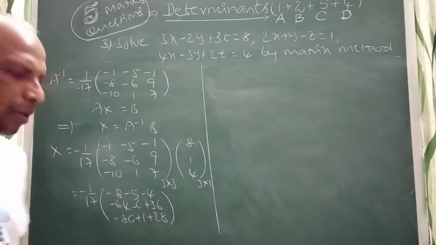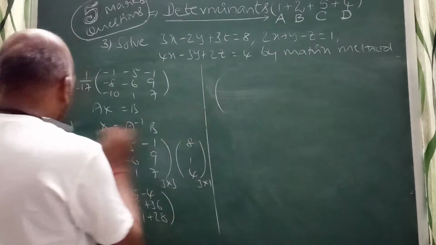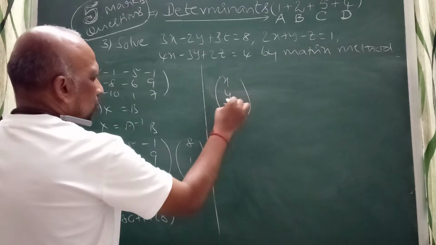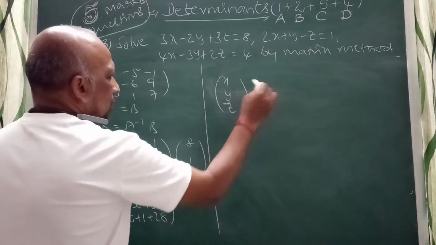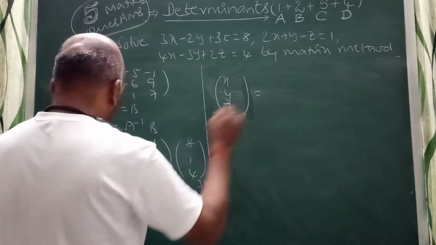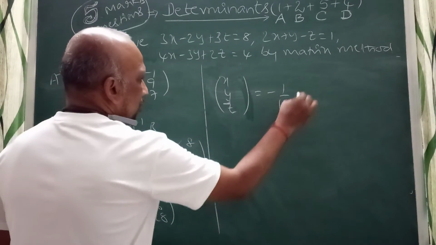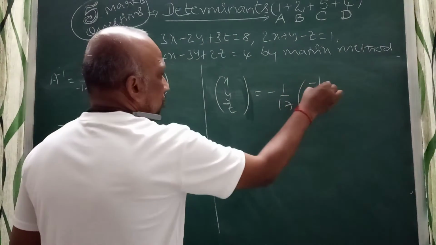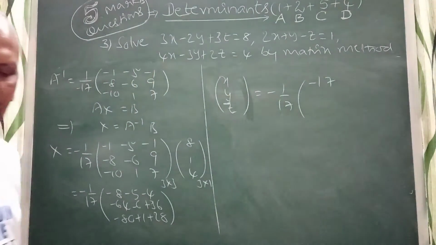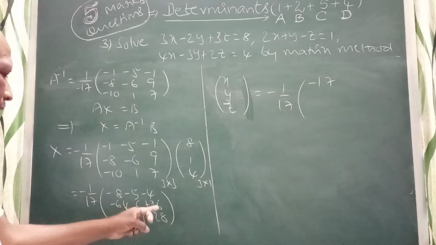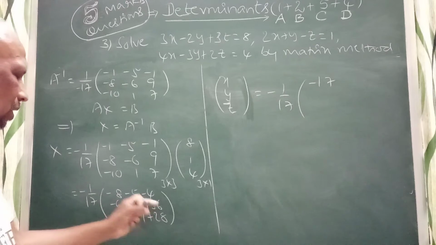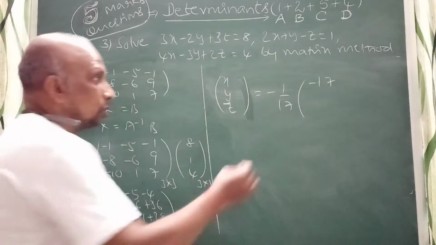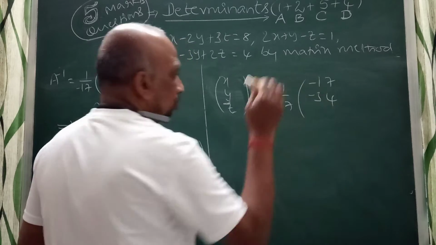After finding this value, I am going to simplify. You can see here, this side x means x, y, z. I wrote x, y, z equal to minus 1 by 17. You can simplify. This is minus 17. When you are simplifying, you can add this one: minus 64 plus 36, minus 6. You will get minus 70 plus 36, which gives minus 34. Correct.